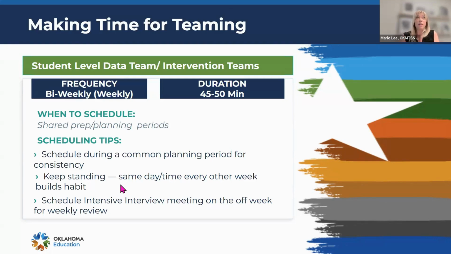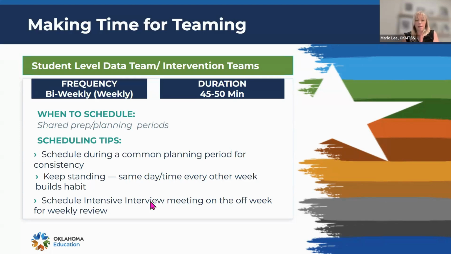So scheduling during common planning periods for consistency, you want to have those. And so what we would do is schedule those at the beginning of the year and just make them through Google Calendars. We would schedule throughout the whole year, every other Tuesday, they knew their RTI meeting was then. And so they didn't have to guess. It was always on. If we happened to be out of school for some reason on that day, we could adjust, but that way they were planned the whole year, and it just stayed the same.